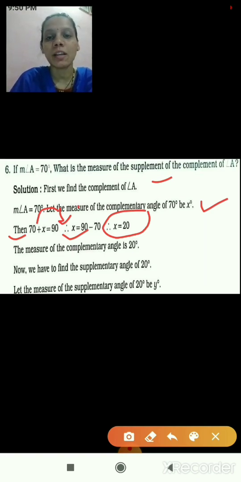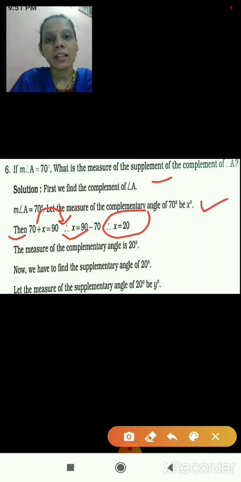Okay, I hope you are clear till here. Yes, first we will find out the complement of angle A. Measure of angle A is given 70 degree. What is the complementary of 70 degree? That is 70 plus x is equal to 90. Okay, so x is equal to 20 degree. So the measure of the complementary angle is 20 degree.